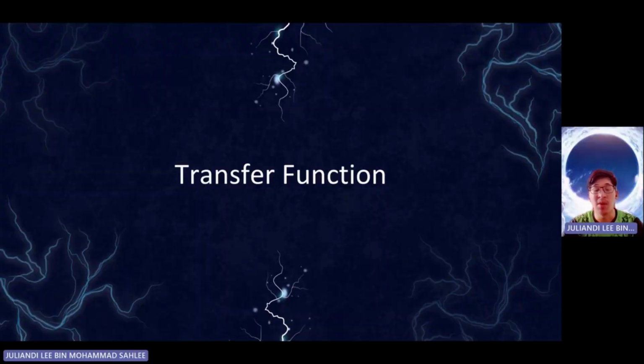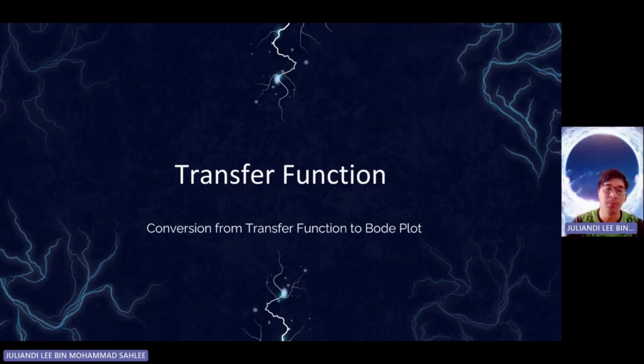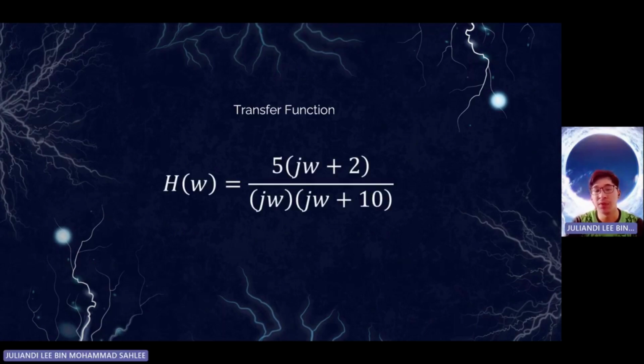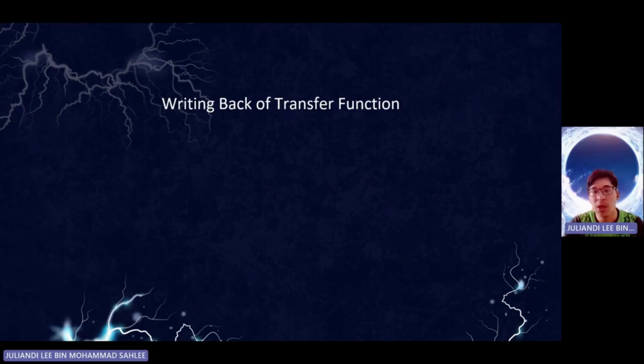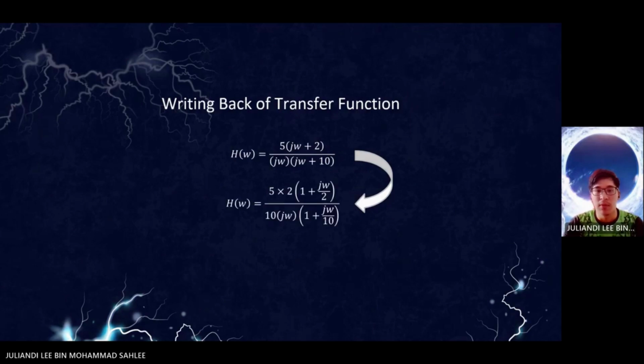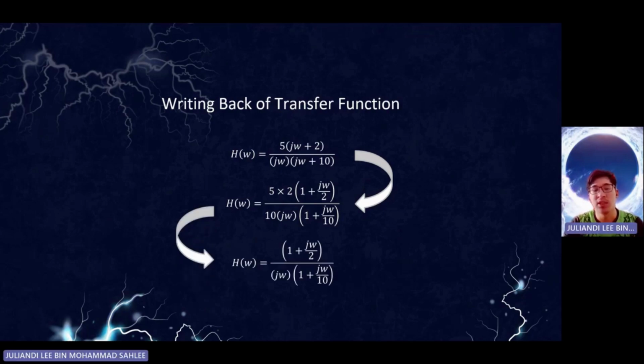Hello, my name is Yunli Bima Osali, and for my part, I will do the conversion of a transfer function to a Bode plot. The question given is the transfer function H(jω) = 5(jω + 2) over jω(jω + 10). From that, we can rewrite the transfer function as 5 times 2, (1 + jω/2), over 10 jω, (1 + jω/10), which we can simplify, and we get the final equation: H(jω) = (1 + jω/2) over jω(1 + jω/10).